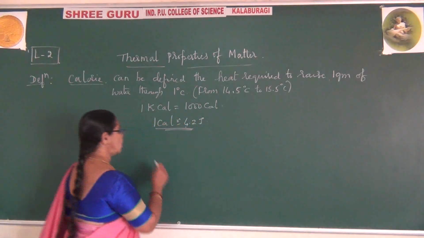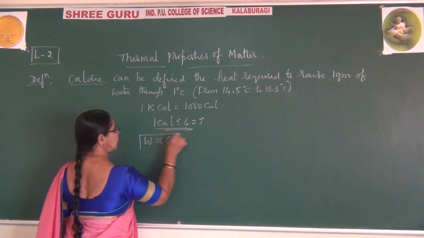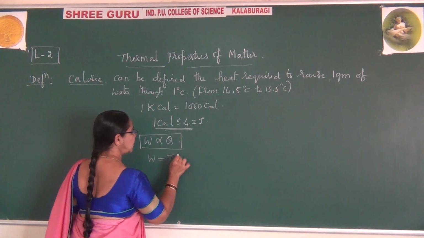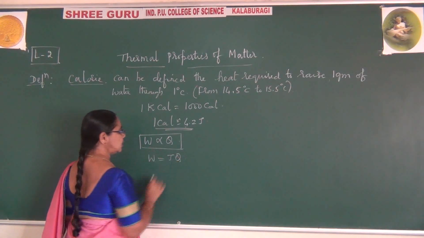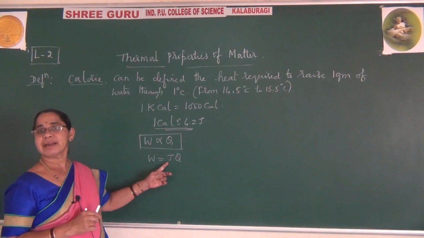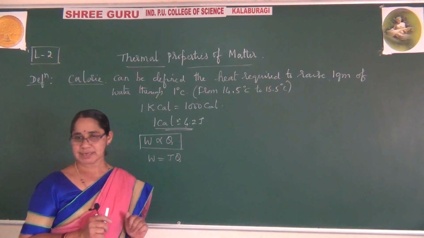Where we have written this concept, that is W is proportional to Q. After writing this condition we have shown W is equal to J into Q, where J is called Joule's mechanical equivalent of heat. Up to here we have learned in the last class, right?